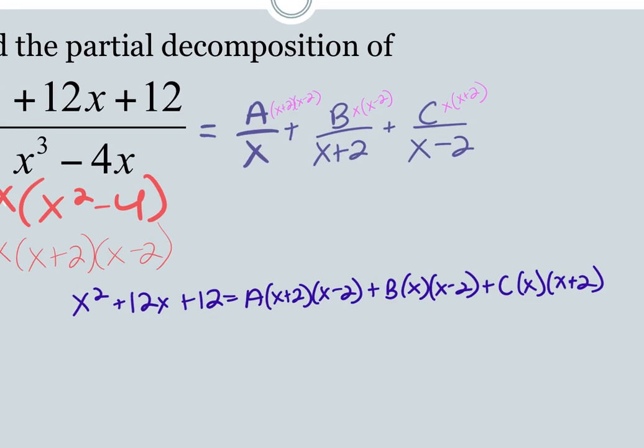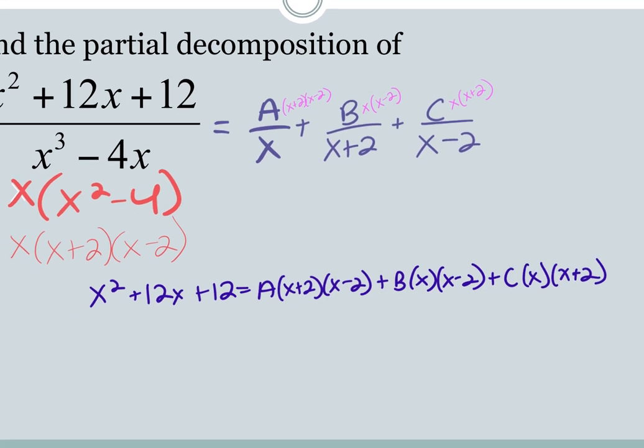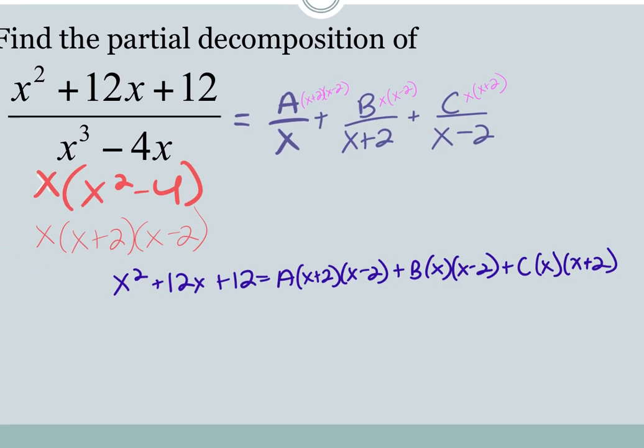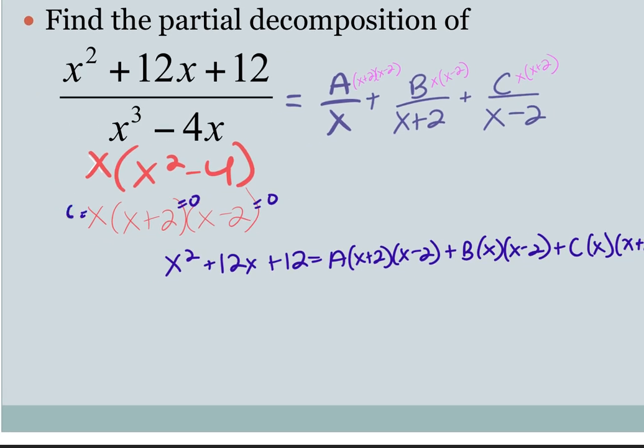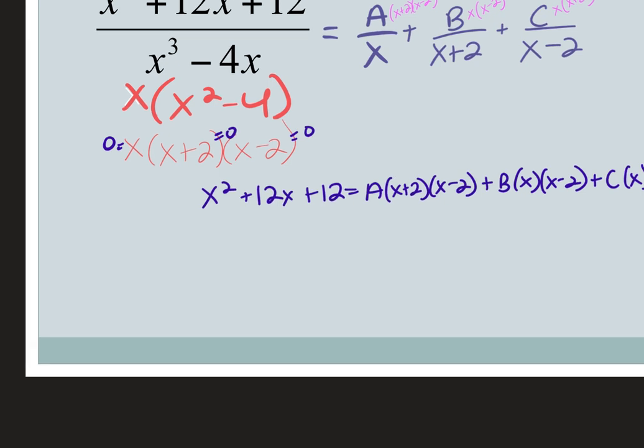And this time, instead of trying to figure out what would cancel each one out, I think it's easier to go back to your original factored form, set these each equal to 0, and find the 3 things you're going to plug in for x. So we're going to plug in 0, we're going to plug in negative 2, and we're going to plug in positive 2. With me so far? If you know what you're doing, you can eliminate a lot of the work.